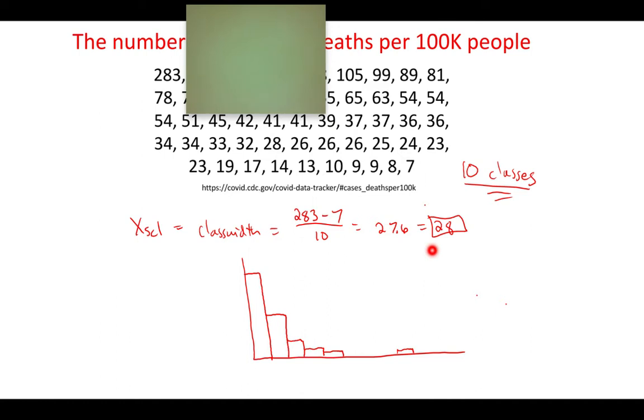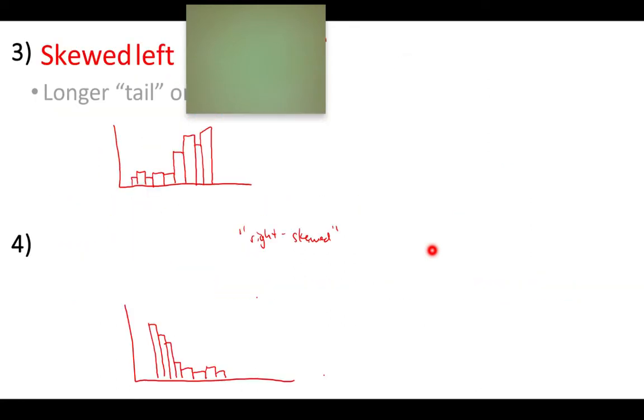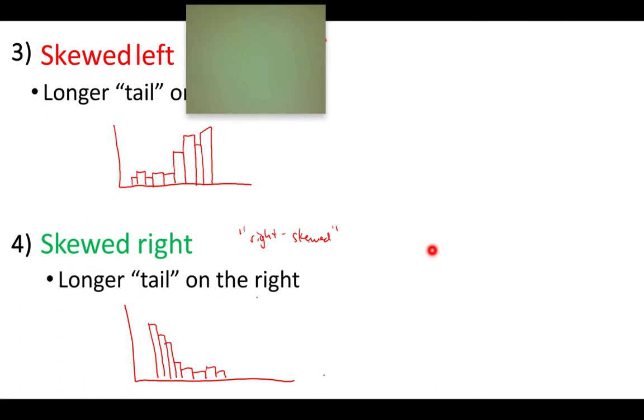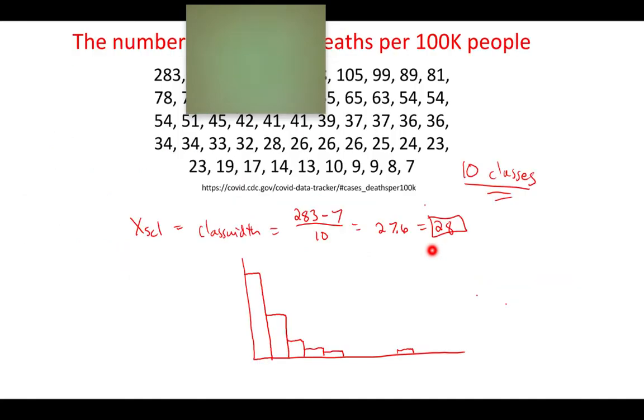And now we want to describe the shape. So this is definitely one of those 3 and 4 we talked about, right? So this one has a very long tail on the right. So that's what we call skewed right. So for your assignment, what I'm going to be having you do is this very thing. I'm going to want you to plot this in your calculator, draw just the sketch of what it looks like, and then identify the distribution shape.